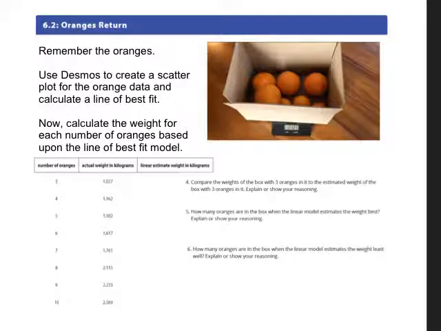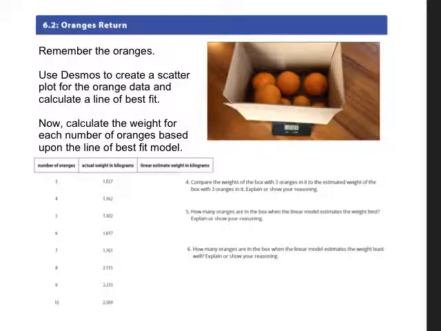Do you remember the orange problem? What you're going to do here is open up Desmos and create a scatter plot for the orange data. Here's your orange data once again, your number of oranges and the weight in kilograms of oranges. You don't need to watch the video again. Once you put in your scatter plot, you then want to use Desmos to create a line of best fit.